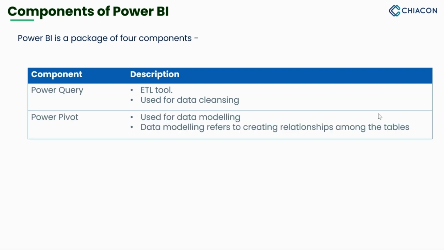Second, we have Power Pivot. Power Pivot is used for data modeling. If you have multiple data sources and you want to connect them, create relationship, then you can use Power Pivot. So data modeling itself refers to creating relationships among the tables.